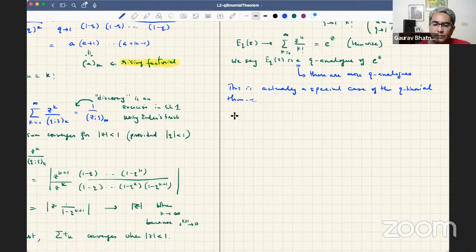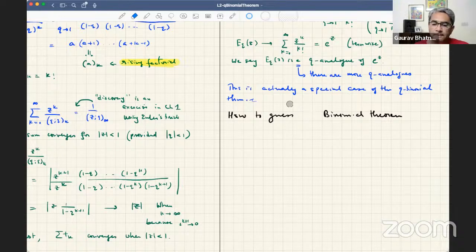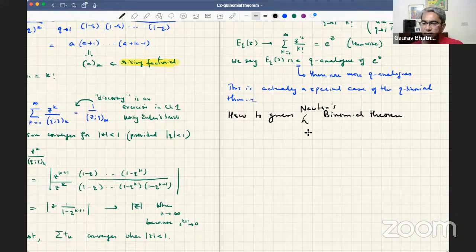But before that, I want to show you another idea, how to guess or discover the binomial theorem. I would say Newton's binomial theorem. And again, this kind of thinking is quite useful for us. So, pay attention.